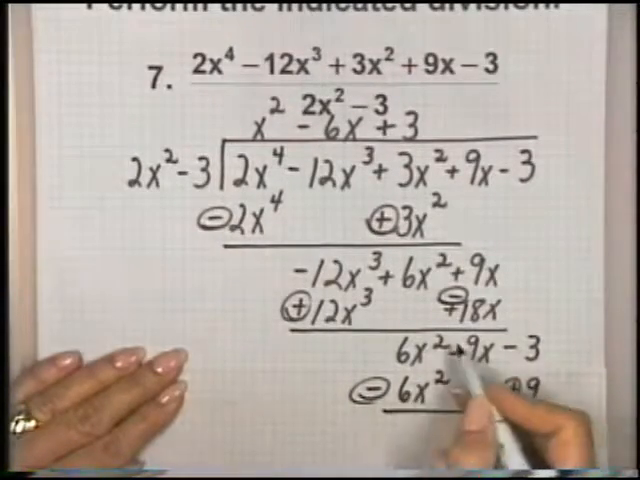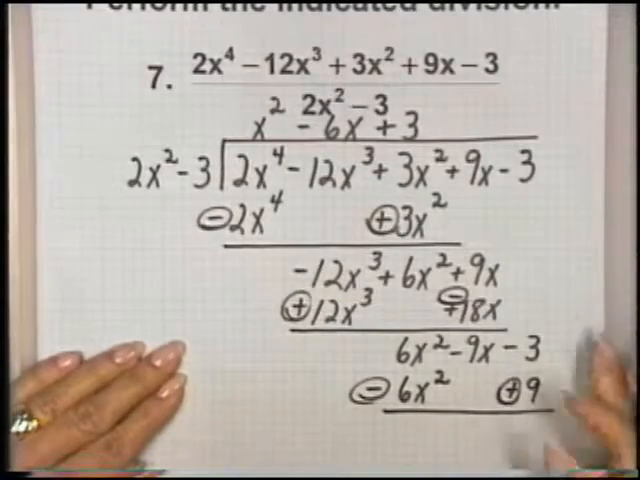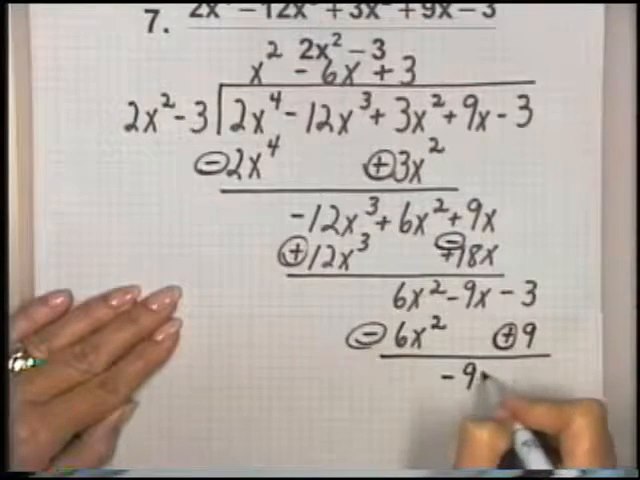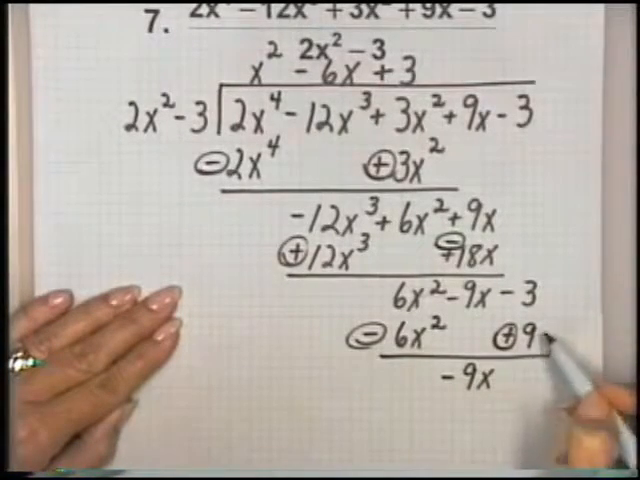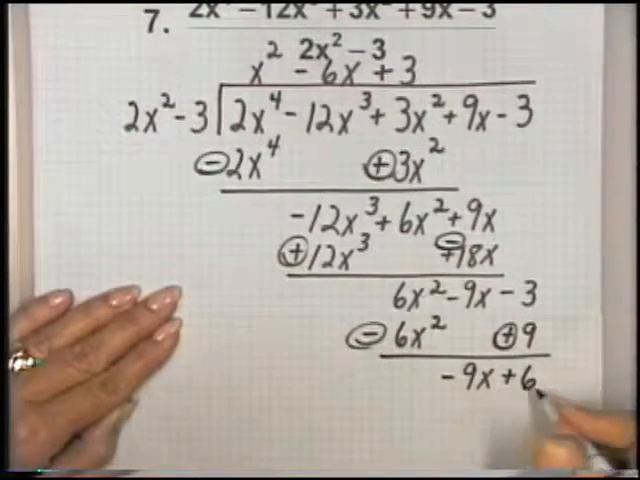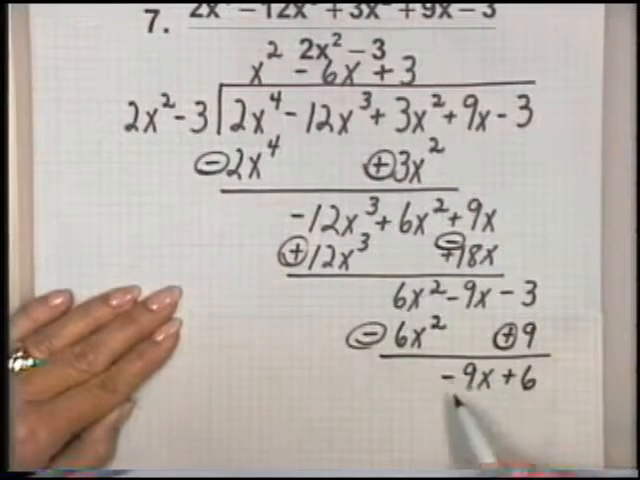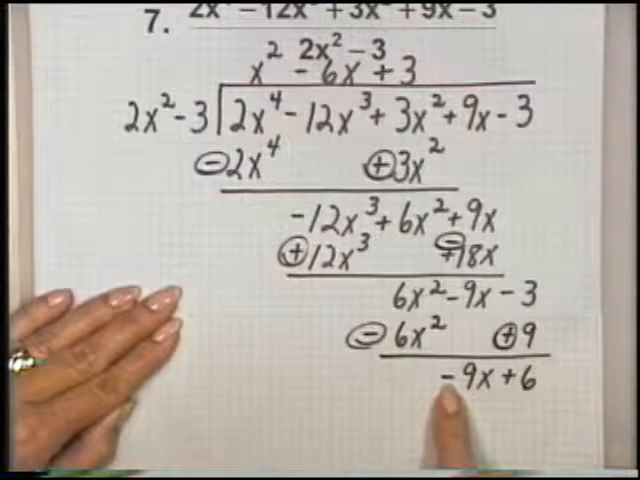Let's change those signs. 6x squared minus 6x squared is 0. Minus 9x plus 0 is minus 9x. Minus 3 plus 9 is a plus 6. So once again, my remainder is made up of two terms.